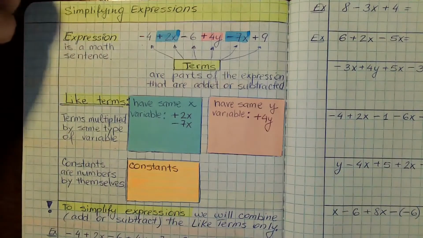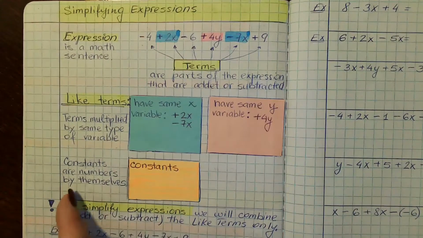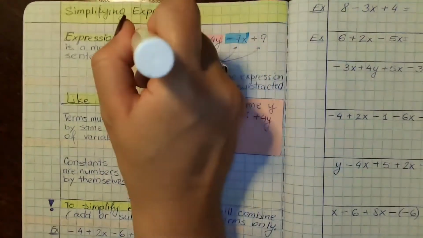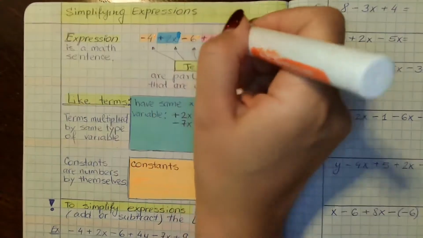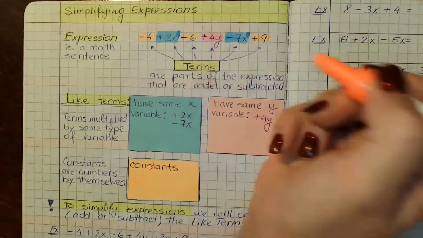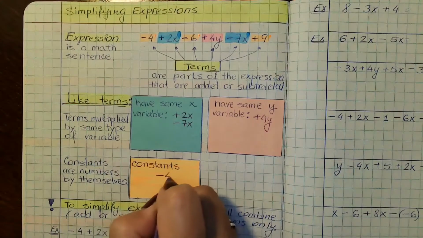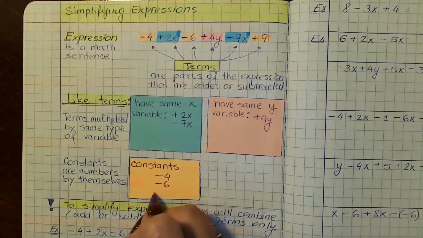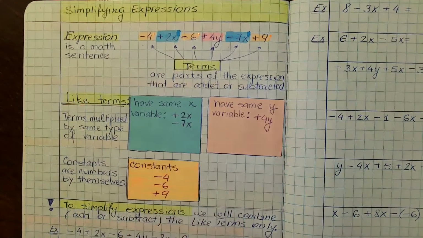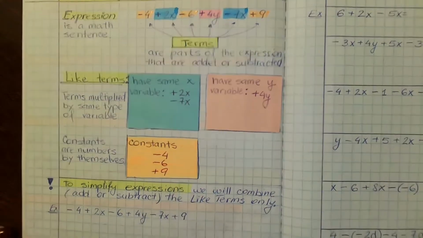Then we have numbers by themselves. Those are called constants. So constants are numbers that are not multiplied by any variable. Negative 4, negative 6, and positive 9. So my constants, again, have signs in front of them. So that would be negative 4, negative 6, and positive 9. Those are called constants. They don't have a variable multiplied.